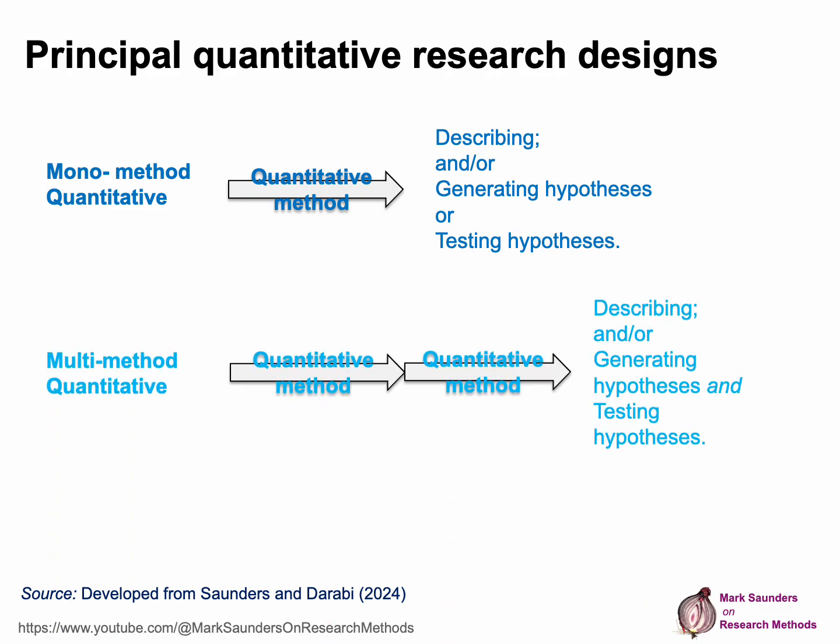When we look at multi-method quantitative research designs, in effect what we've got here is more than one method. So we could start off with structured observation, that's our first quantitative method, and then building on that we could use perhaps questionnaires. So two methods, one after the other. And it may be that the first method is used to describe and generate hypotheses, and then the second method is used to test these hypotheses. Alternatively, the first method may be very much focused on describing, and the second method may be much more focused on testing hypotheses.